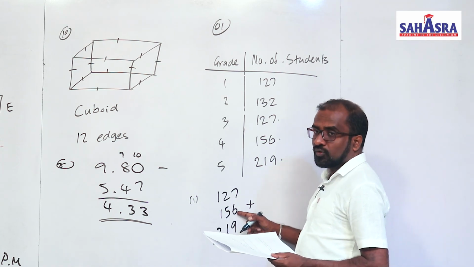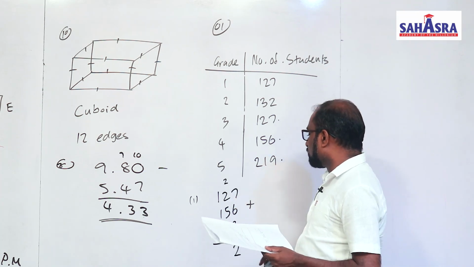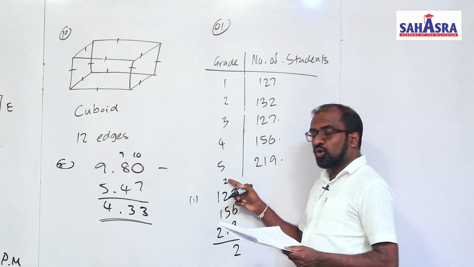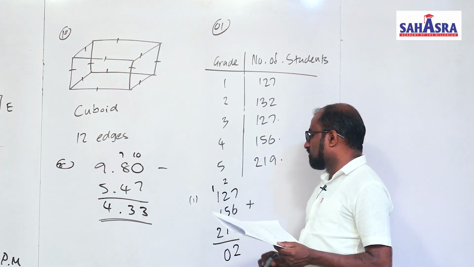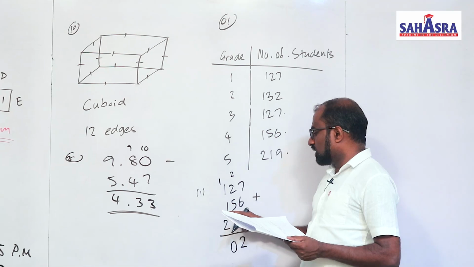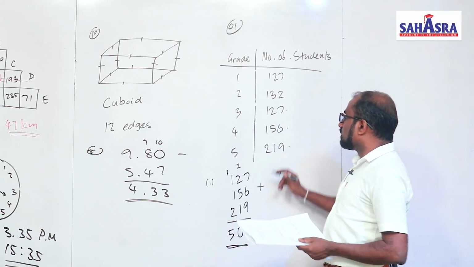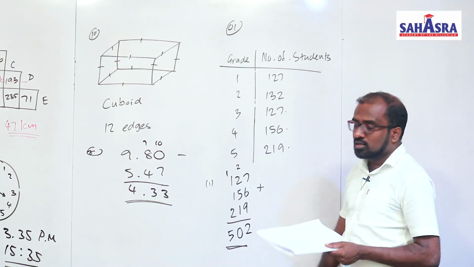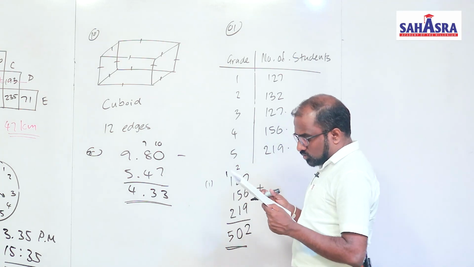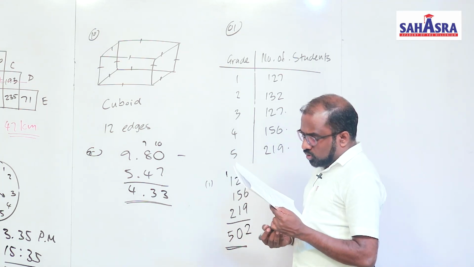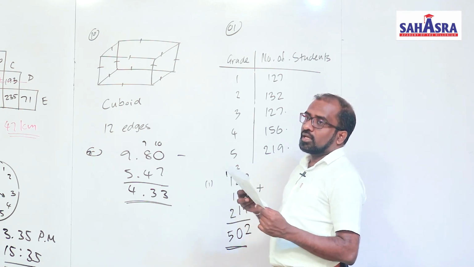9 plus 6, 15, 15 and 7, 22, that is remainder 2, then 2 and 2, 4, with this one 5, 5 plus 5, 10, 0, remaining one comes here, 1, 2, 3, 3 and 2, 5. The total number of students in grade 3, 4, 5 classes is 502. Second question. How many more students are there in grade 2 than grade 3?